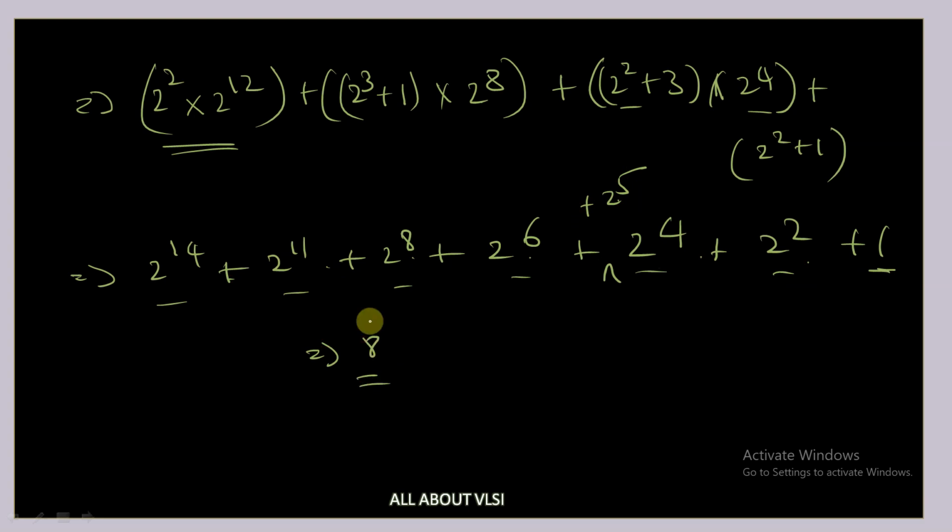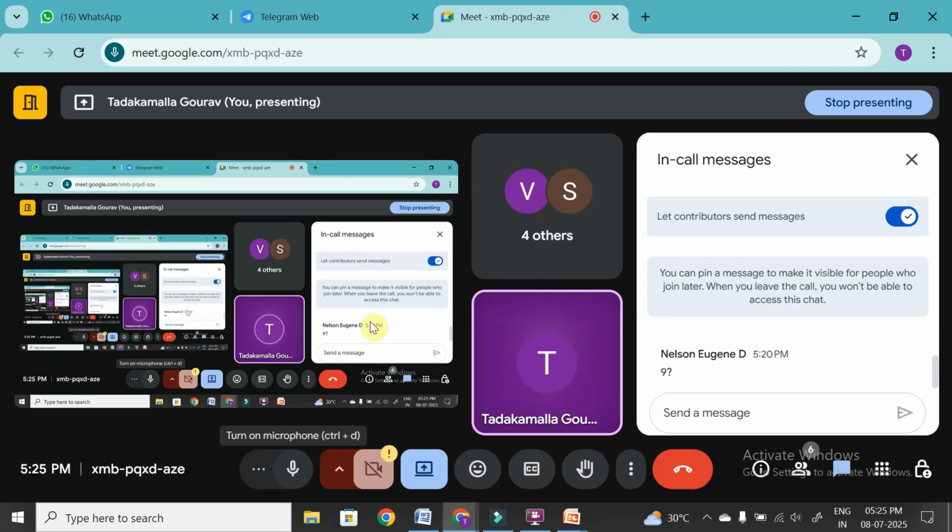So is this clear for everyone? Or else what you can do is you can convert the entire number into base 16, and from that base 16 you can convert that number into binary. Like that also you can do.